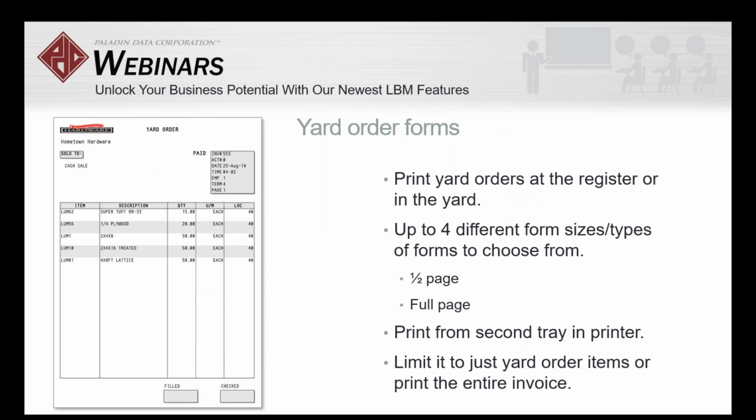Yard order forms. So you can produce a yard order form. There are multiple types, 4 different sizes actually. You've got a half page, a full page, and then you have different formats within those 2 different sizes. You may also set the printer tray, so you can have regular paper coming out on top and down below. You might have a half sheet of hard stock yellow paper to produce a yard order form. Yard orders can either have all the information in the invoice, or they can be limited to just the information that they're picking in the yard. Those printouts can be generated at checkout or actually in the yard.